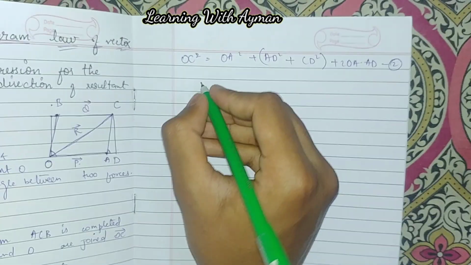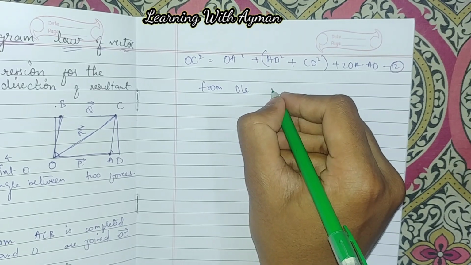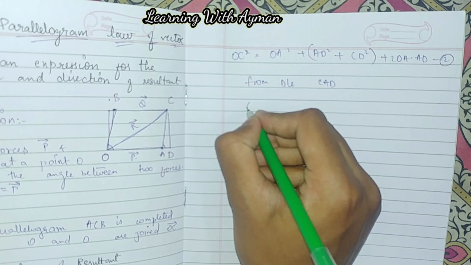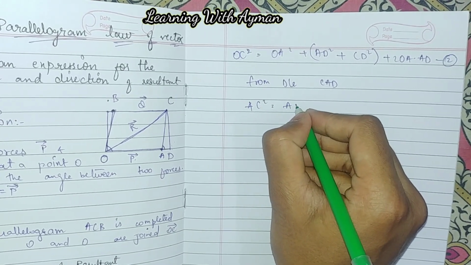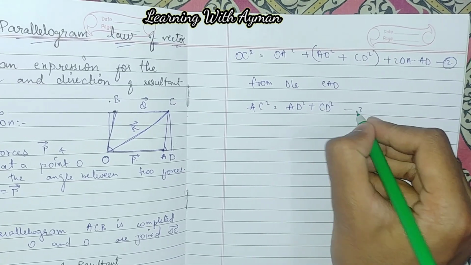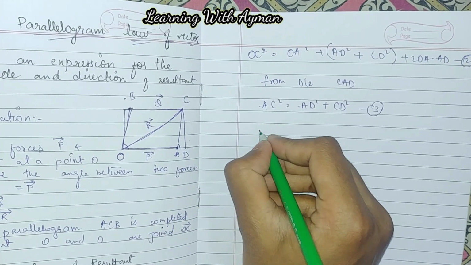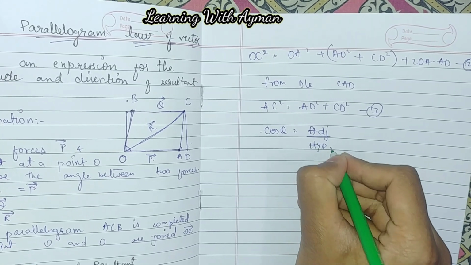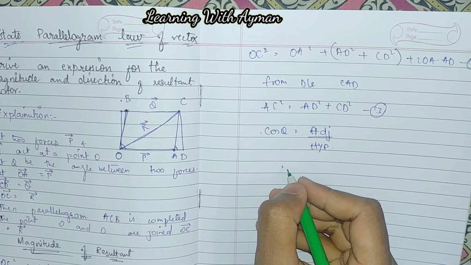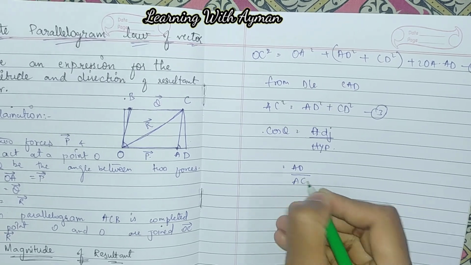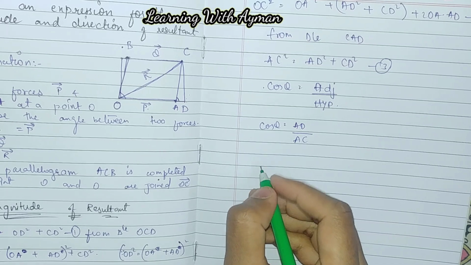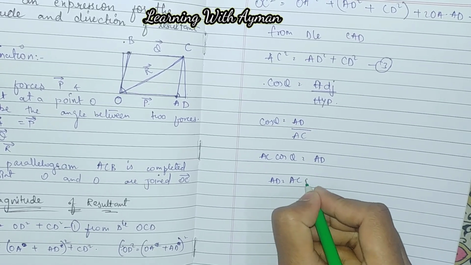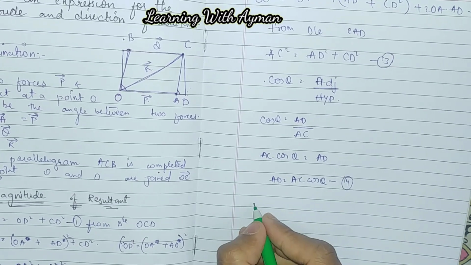This is the second equation. Now we have to find from triangle CAD. So to find it we need to use hypotenuse, opposite and adjacent. AC square is equal to AD square plus CD square. This is the third equation. Now we have to use cos theta is equal to adjacent by hypotenuse. Adjacent is AD and hypotenuse is AC. So AC cos theta is equal to AD. This is the fourth equation.